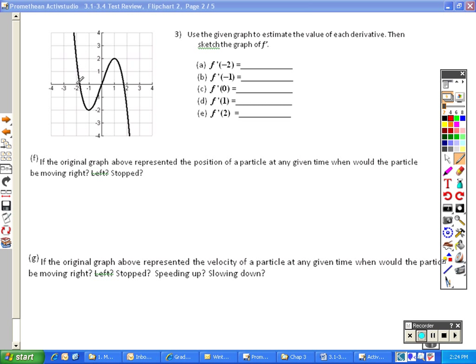So I'm just going to do a very rough estimate here. At -2, the graph is actually decreasing, right? It has a negative slope, so I'm just going to estimate that its slope is somewhere around -4. Just an estimate. I know it's negative. I know it's a pretty big number.